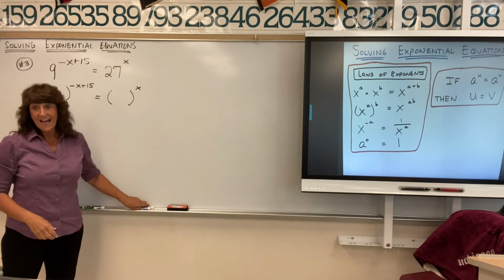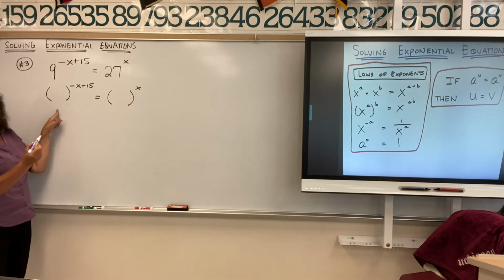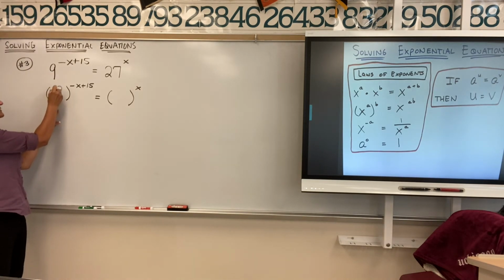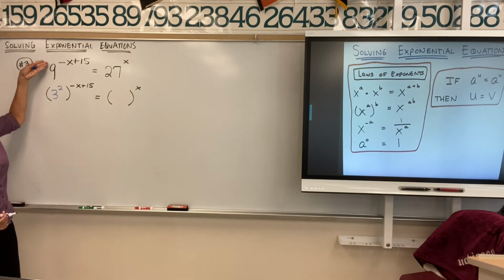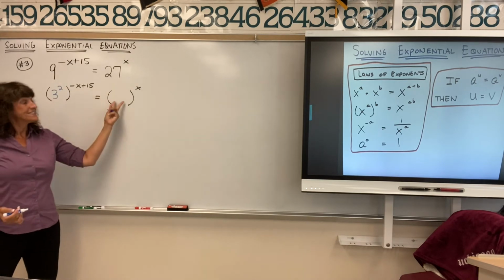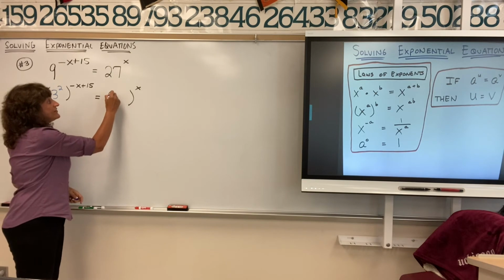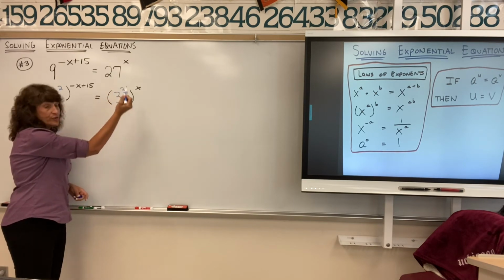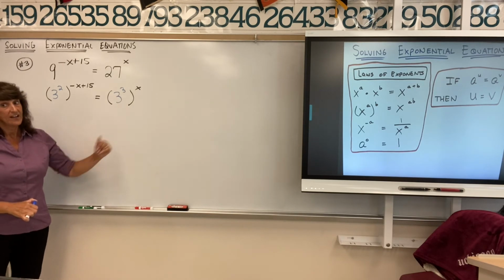How can we write 9 in base 3? 9 is 3 squared. 3 squared is 3 times 3, which is 9. How can we write 27 in base 3? 27 would be 3 raised to the 3rd power. 3 cubed is 27, 3 times 3 times 3.